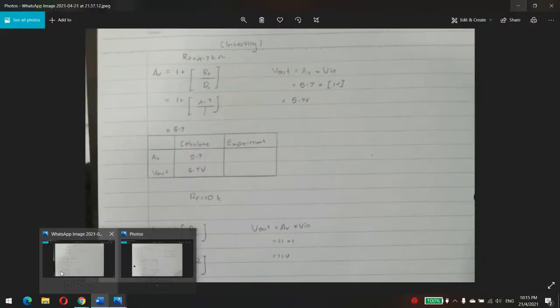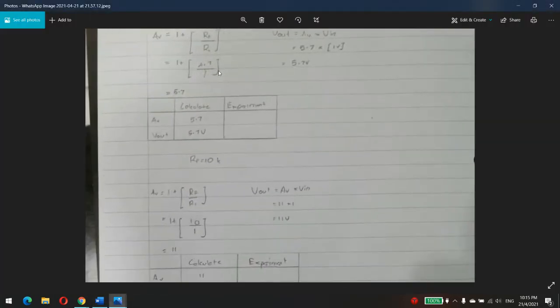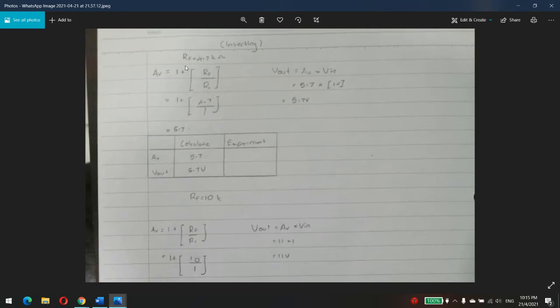Let me show you. This is the formula: 1 plus RF divided by R1. We are using three resistors: 4.7, 33 and 10. Firstly we start with 4.7. 1 plus 4.7 divided by 1, we get 5.7. Then for V out, we multiply AV with V in. AV is 5.7, times 1, so the V out is 5.7 volt. This is our calculated value for 4.7.